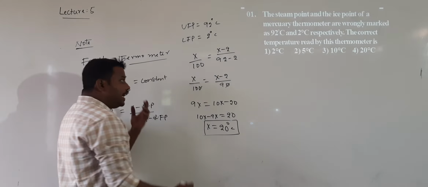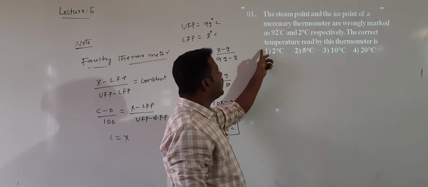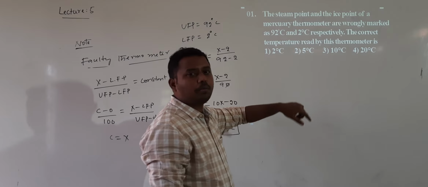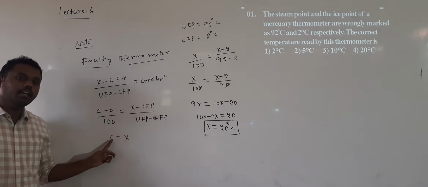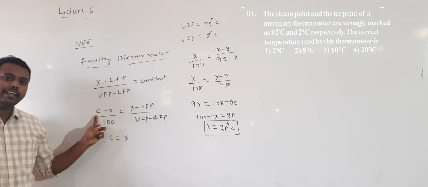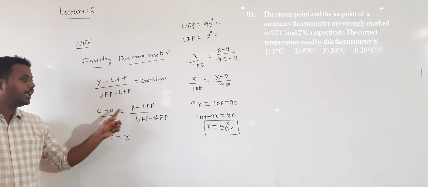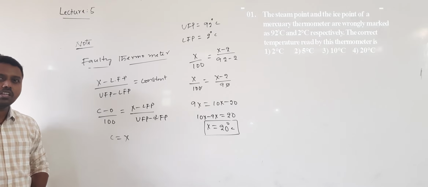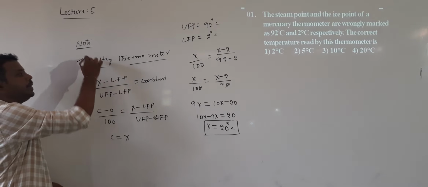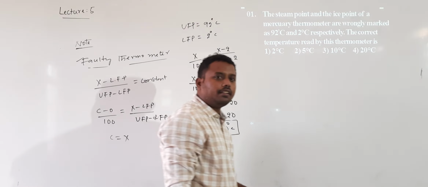So what is the correct reading? The correct temperature read by this thermometer. To get the correct reading, what should we take? We should take the C value equal to x, because C is the correct reading only. So when the x value becomes xc, then the reading is correct. Question understood? So this is the topic based on the faulty thermometer.